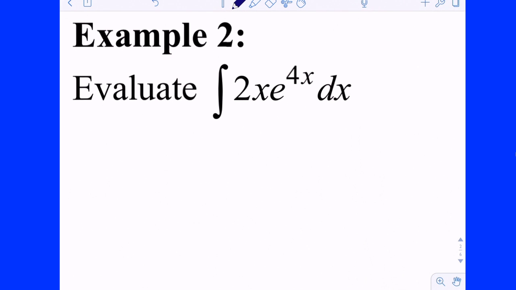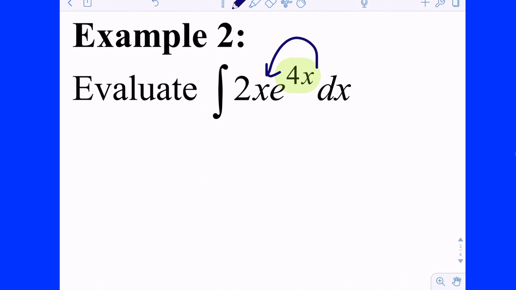Let's do backward Zorro here. We have the integral of 2x e to the 4x. First of all, entertain the idea that it might not be integration by parts. I have e to the 4x, which is the more interesting factor. It has an inside function of 4x. What's the derivative of 4x? 4. Criminy. I'm off by an x, so maybe u sub, right?